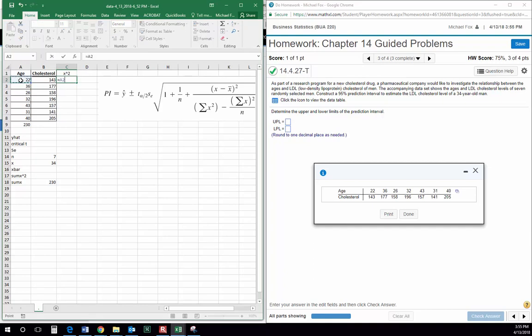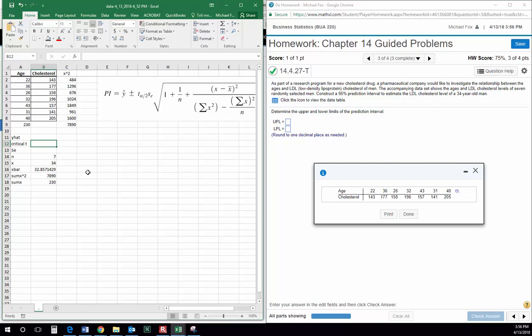That's just going to equal our X value, exponent 2. We can fill that down and then take the sum of it. That's the sum of X squared. X bar is just the average of X, so that'll equal average. And then these other pieces of information we're going to have to calculate.